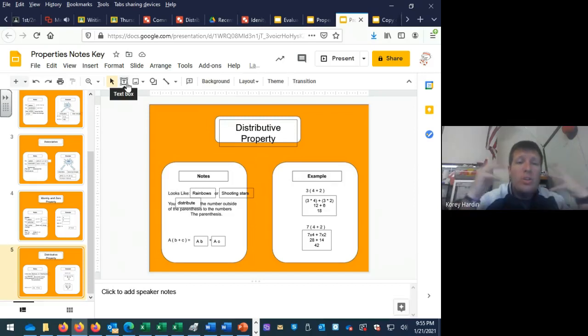So first thing I would do is look for distributive, because it's kind of the easiest one to see. You see parentheses on one side and no parentheses on the other side, all right? Then look and see if you can tell if the order changes or not. Or look and see if there's a 1 or 0. Things of that nature, okay?